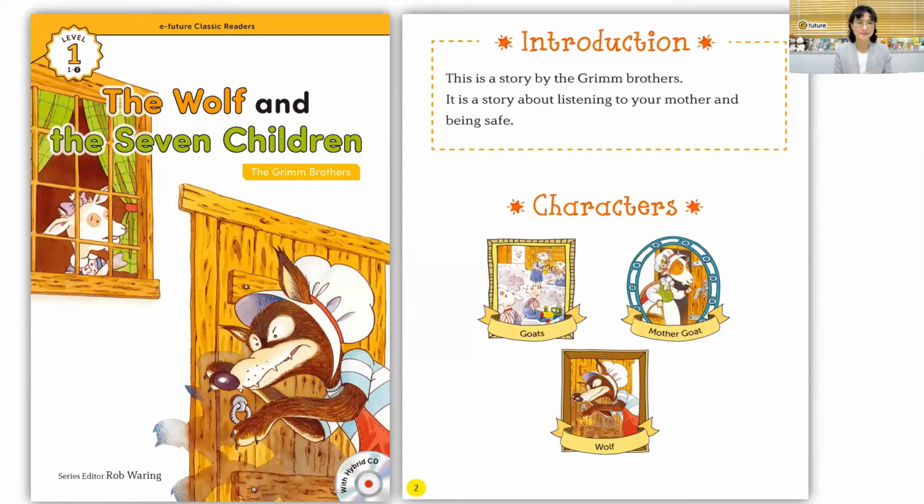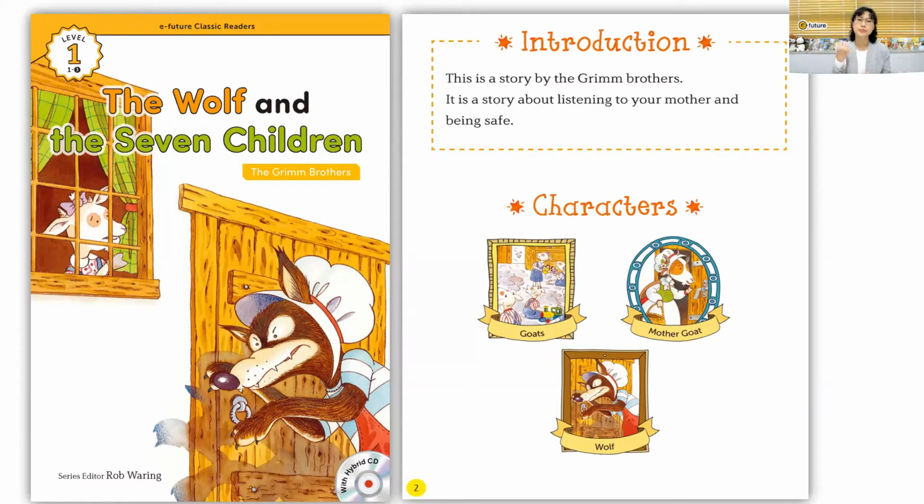How about this one? It's much, much more interesting, right? It's very colorful, right? Look at the wolf. Look at the facial expression, right? What's the title of the story? The Wolf and the Seven Children, and it's by the Grimm brothers. Okay, let's read the introduction. This is a story by the Grimm brothers. It is a story about listening to your mother and being safe.